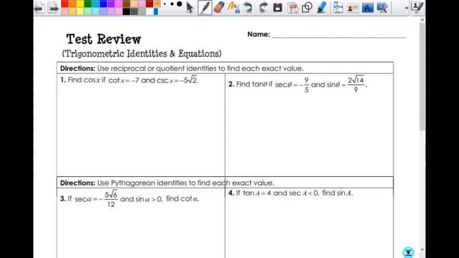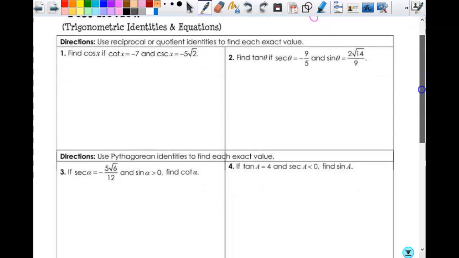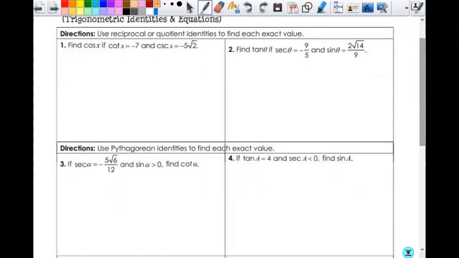I'm going to do this in two parts. So this is part 1. The directions for this first part say use reciprocal or quotient identities to find each exact value. So it's telling me to do this a specific way.